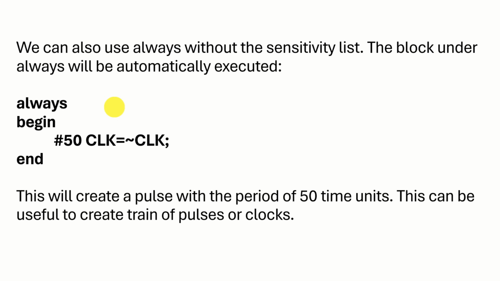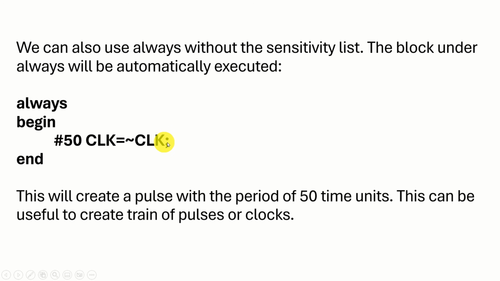We can also use the always statement without the sensitivity list. Here's one example. In this particular case, we are actually creating an infinite loop. What's happening inside? This statement has a delay of 50 time units. The time units are defined at the beginning of our code and they can be nanoseconds or picoseconds. In this particular case, let's assume that the unit is a nanosecond. Consequently, over here we have a delay of 50 nanoseconds.